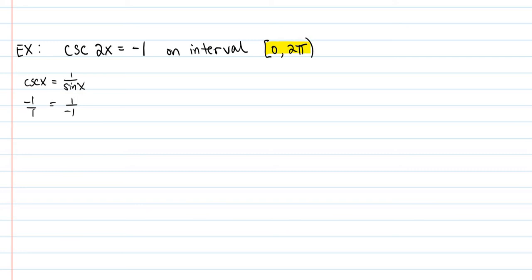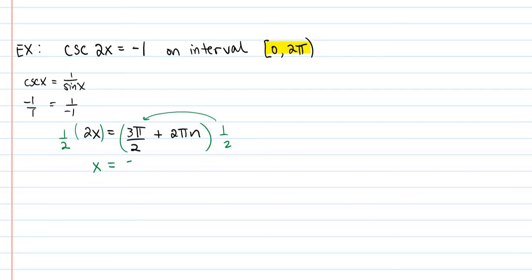So we go and write down 2x equals 3 pi over 2. Now our domain is plus 2 pi n. So we know that we are repeating our cycles over and over again. Now we're going to solve for x. So divide by 2 on both sides, or multiply by 1/2. And we get x equals 3 pi over 4 plus pi n.